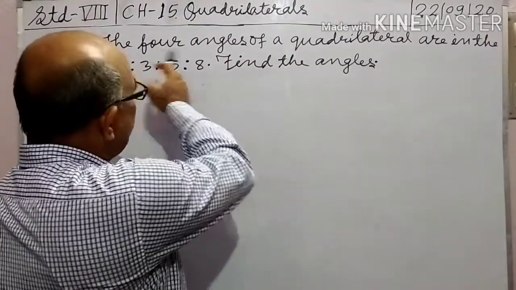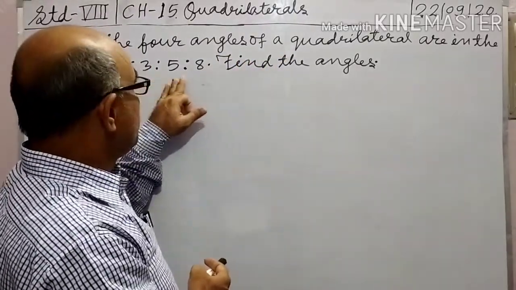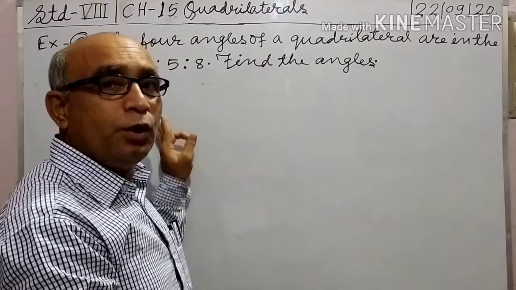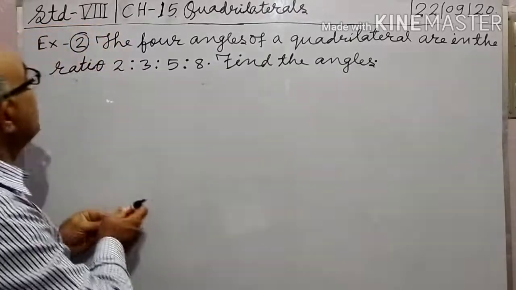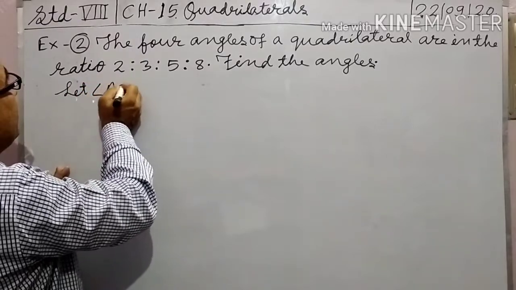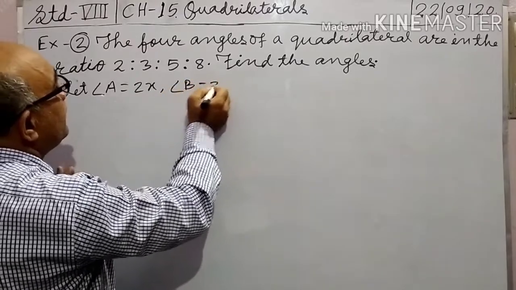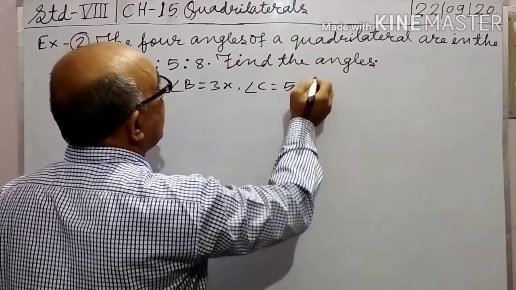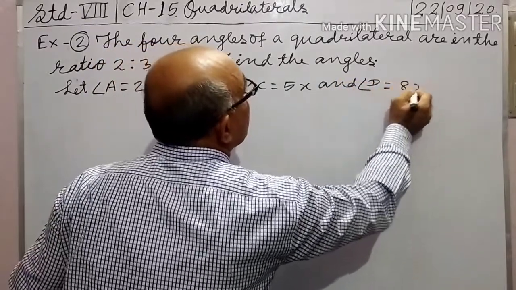Example 2. The four angles of a quadrilateral are in the ratio 2:3:5:8. Find the angles. Students, let angle A equal 2x, angle B equal 3x, angle C equal 5x, and angle D equal 8x.